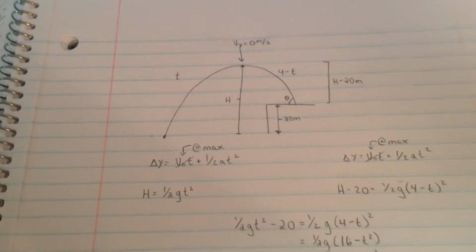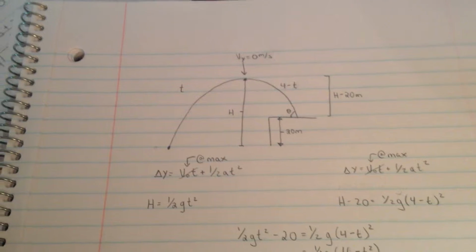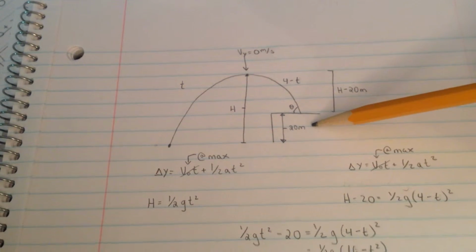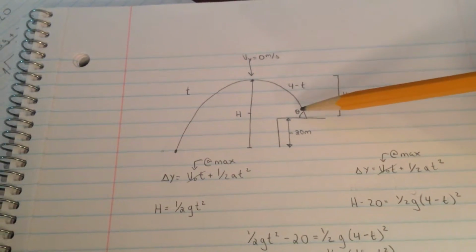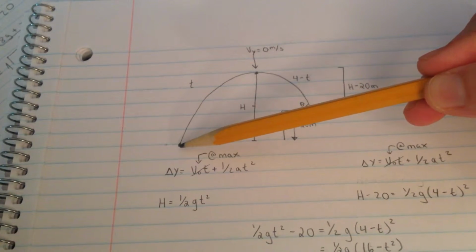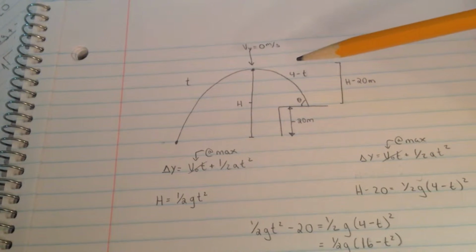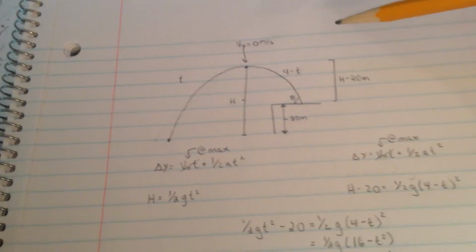All right, so this is our problem, and what I have written here are the givens, which were 20 meters. This distance was 20 meters. We were given the angle, and we were also given the total time taken from here to here, which was 4 seconds.